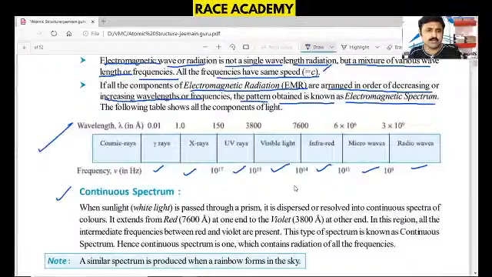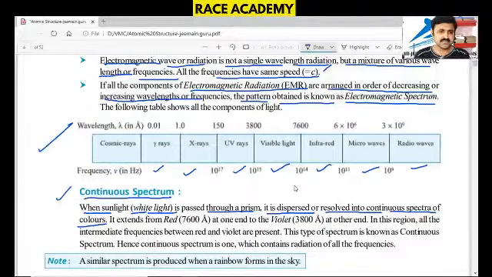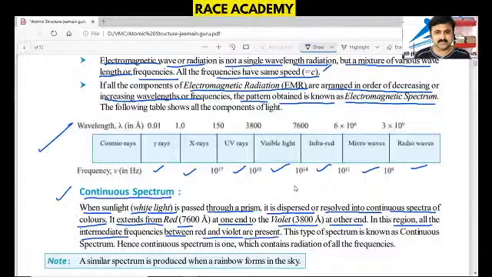Next, what is a continuous spectrum? When sunlight or white light is passed through a prism, it is dispersed into a continuous spectrum of light, that is, colors. It extends from red, 7600 angstrom units, at one end to violet, 3800 angstrom units, at the other end of the visible light spectrum. In this region, all the intermediate frequencies between red and violet are present, so it is known as a continuous spectrum. Hence, the continuous spectrum is one which contains radiation of all frequencies.